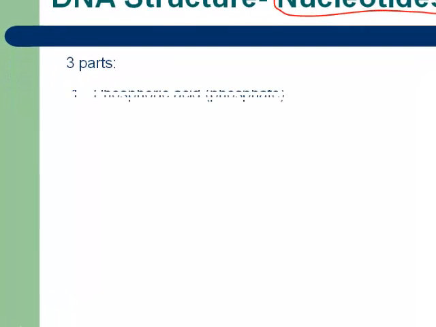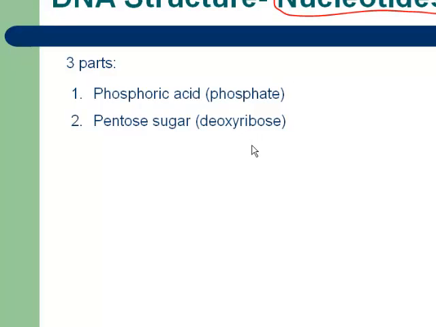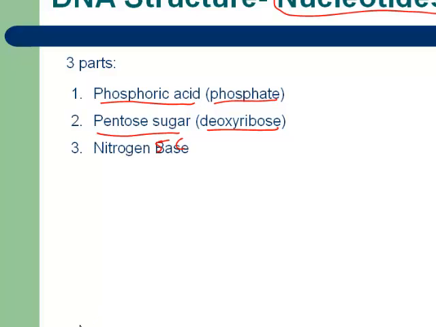So let's look at it. What does it consist of? First of all, it's got this phosphate sugar backbone. We call it phosphate and deoxyribose. That's where the deoxyribonucleic acid comes from. More specifically, it's a phosphoric acid, and it's a pentose sugar, which means a 5 carbon chain, a carbon ring actually. And the last one is the nitrogen bases.